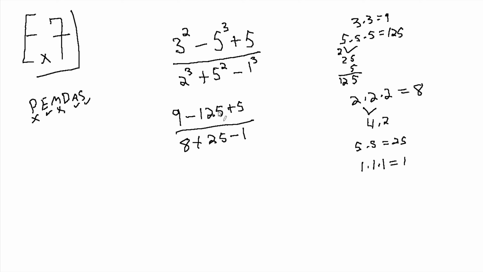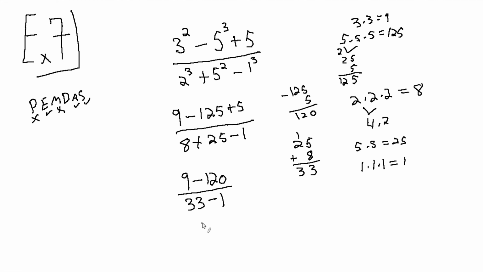Go ahead and do the top fraction first. Negative 125 plus 5. The top number would be larger, so you get a negative value. Go ahead and do the regular subtraction, and you get negative 120. Now do the 25 plus 8, which would give you 33. And you have the negative 1, so your problem should say 9 minus 120 over 33 minus 1.